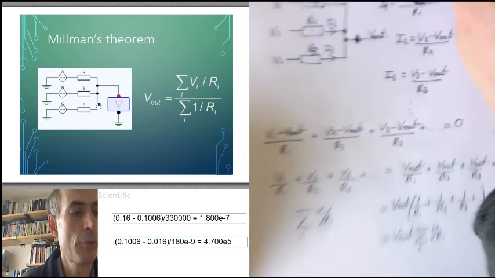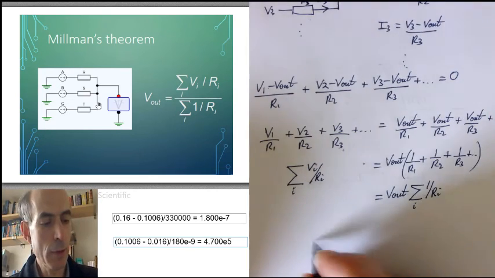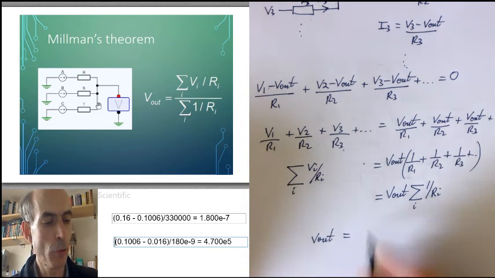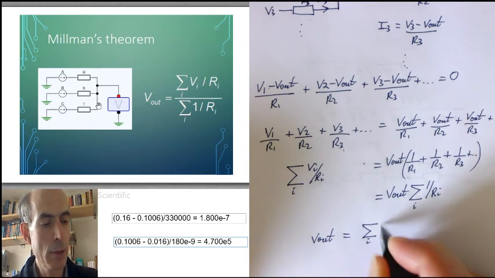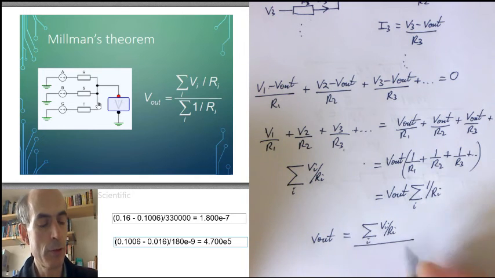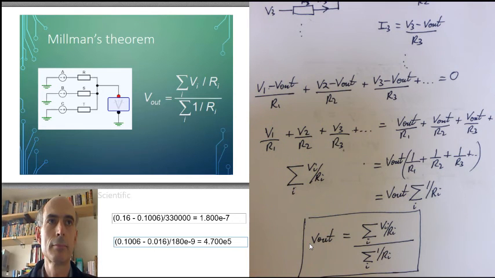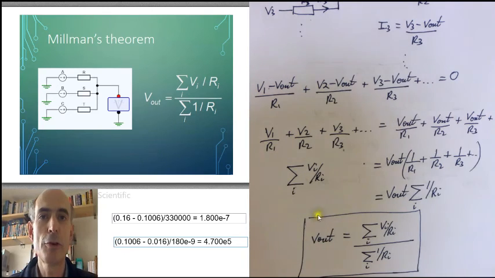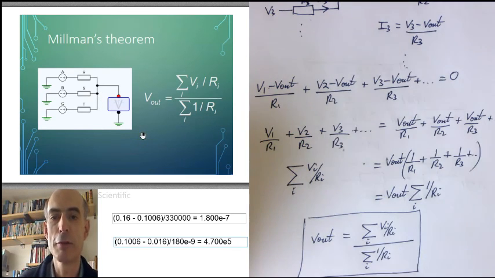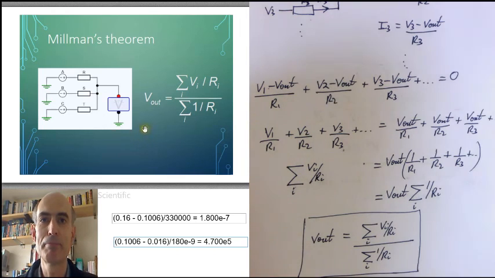And that allows me to write the output, Vout, in the fairly simple form. It's the sum over i of Vi over Ri divided by the sum over i of 1 over Ri. And that is the final form of Millman's theorem, which gives you the output voltage here at the junction where you have a large number of resistors and voltage sources all joining up at one point. It's a useful thing to know, especially for some of the more advanced topics in the quiz app.